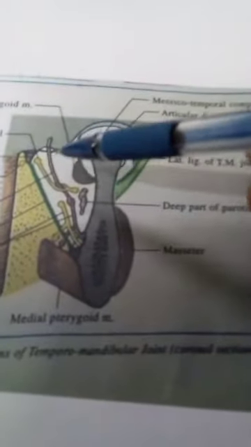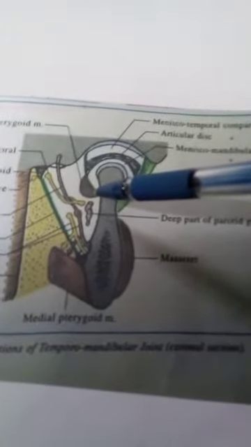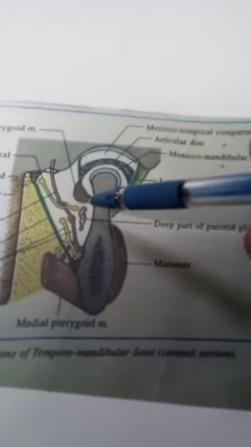Now, we will talk about the sphenomandibular ligament. You see, on a coronal sectional profile, this is the sphenomandibular ligament. It lies on the medial side of the joint. It represents the remains of the first pharyngeal arch in this region.